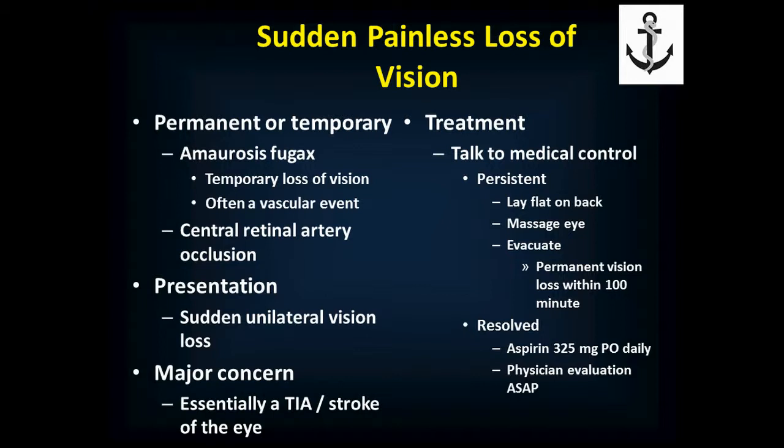If it resolved, so it was there briefly and it's gone, then you think about aspirin, 325 milligrams daily, and a physician evaluation as soon as possible. And there's an ophthalmologic evaluation, but also they need a general medical evaluation to look for where these clots are coming from. Are they coming from the heart? Are they coming from the vessels in the neck? Why is this person throwing clots?